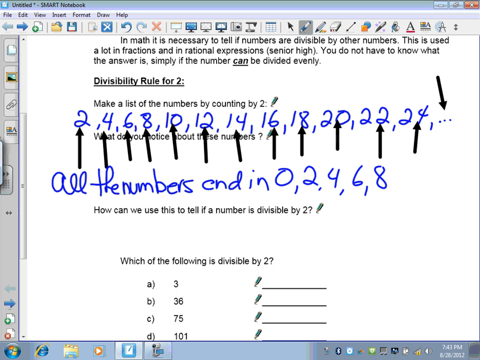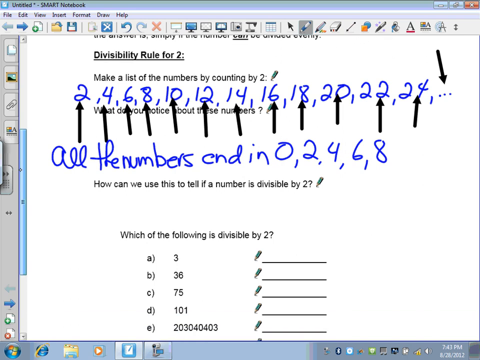Now, a second way of looking at this would be to say that every one of those numbers in that line, 2, 4, 6, 8, can be divided in half. And you can make 2 groups and you'll have nothing left over. So for example, you can take 2 and split them up, then you'll have 1 in each group. You can take 4, split them up, and you'll have 2 in each group. Okay, but in both cases, there is nothing left over.